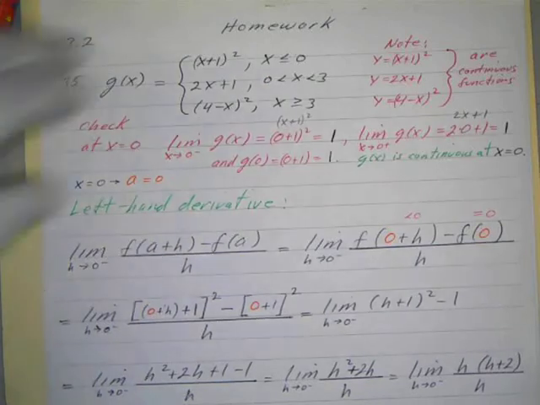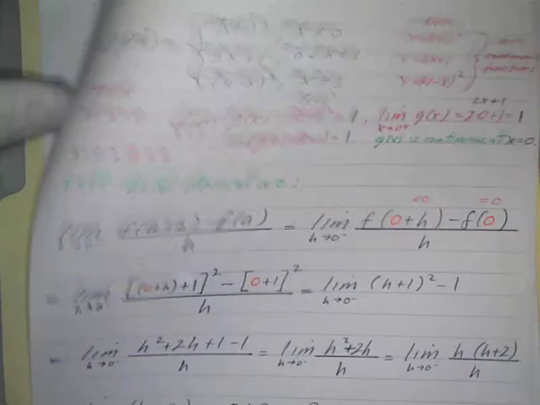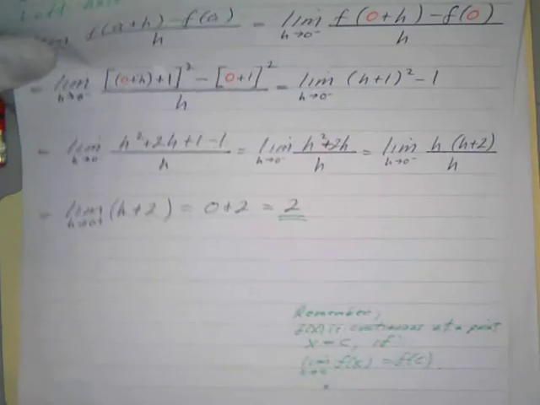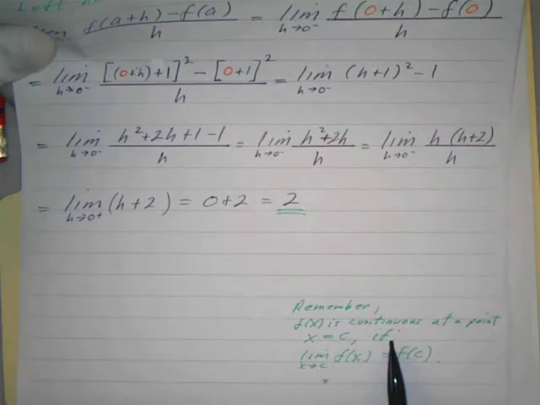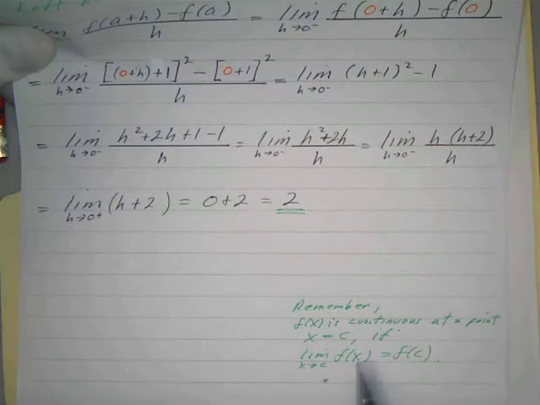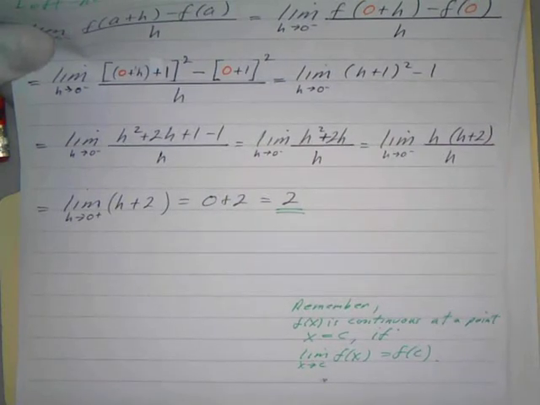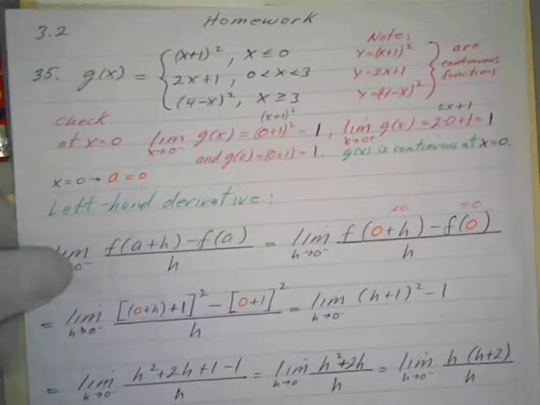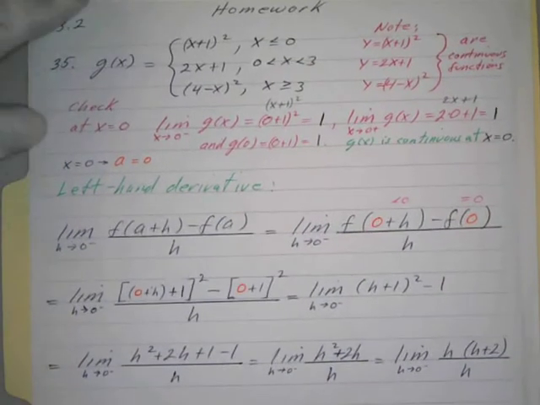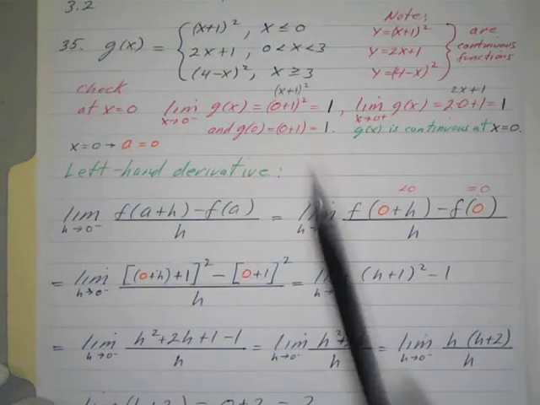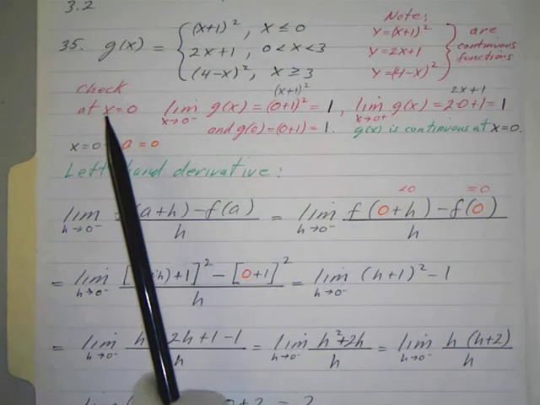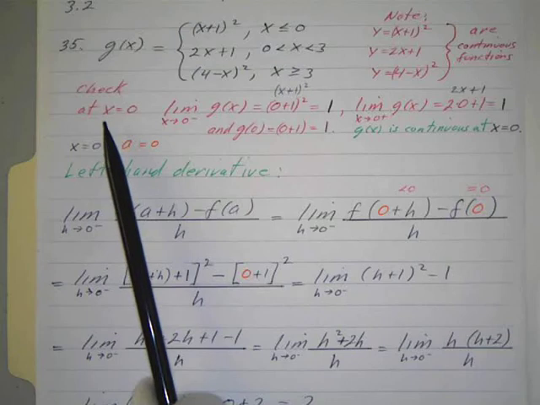So let me check for continuity. Now, what was the definition for a continuous function again? You need to remember this. Remember, f of x is continuous at a point x equals c if the limit as x approaches c of f of x exists and it's equal to f of c. So the limit's got to exist and it's got to be equal to f of c at that point. Then we know there's no little holes or gaps. So let's take a look at these functions. First of all, I'll check at x equals 0. Then later I'll check at x equals 3.